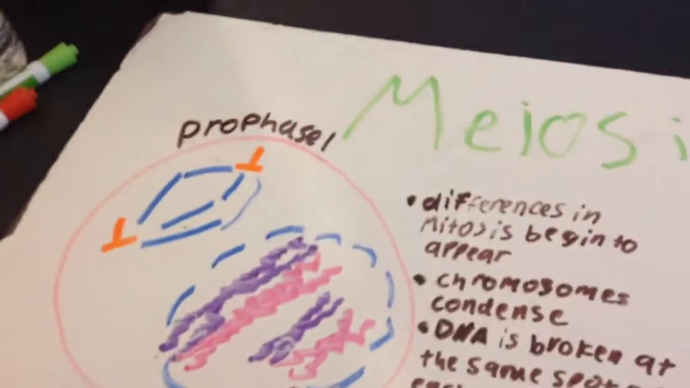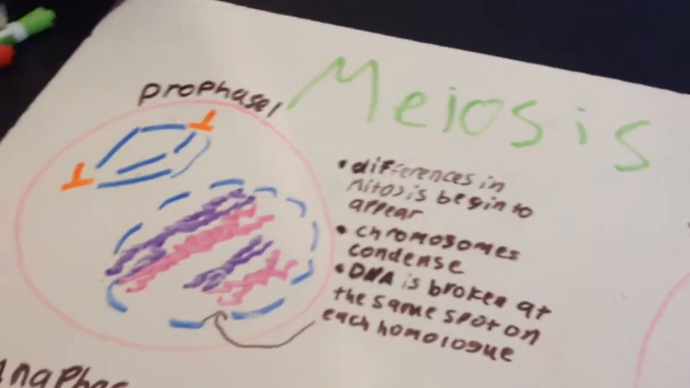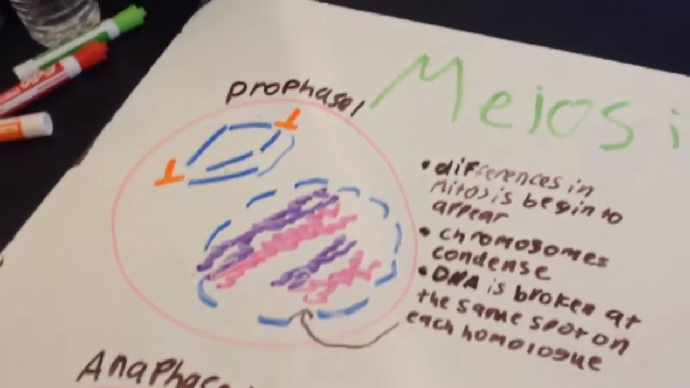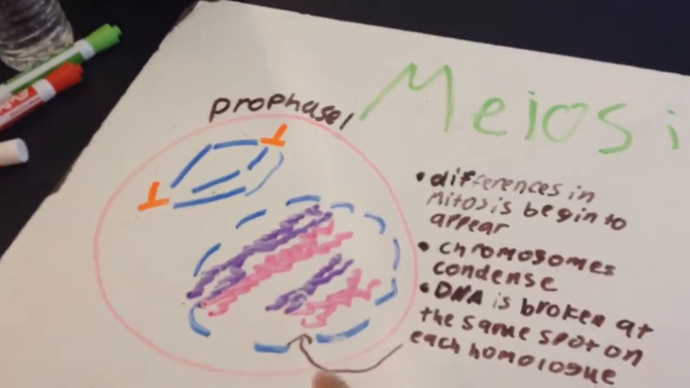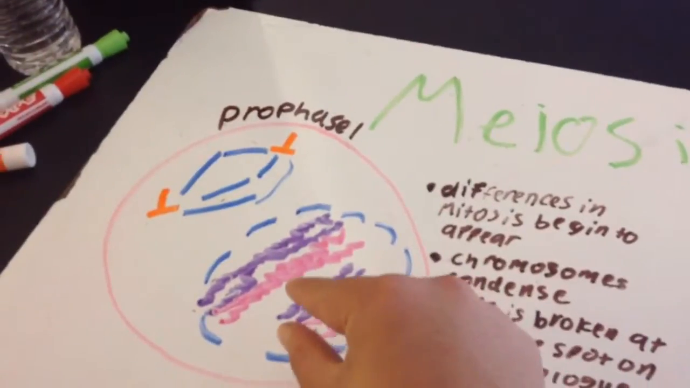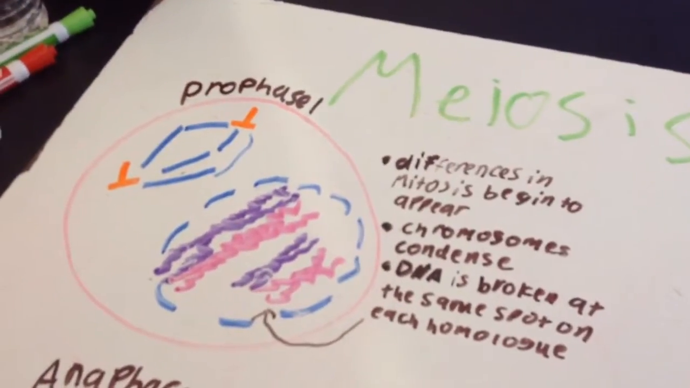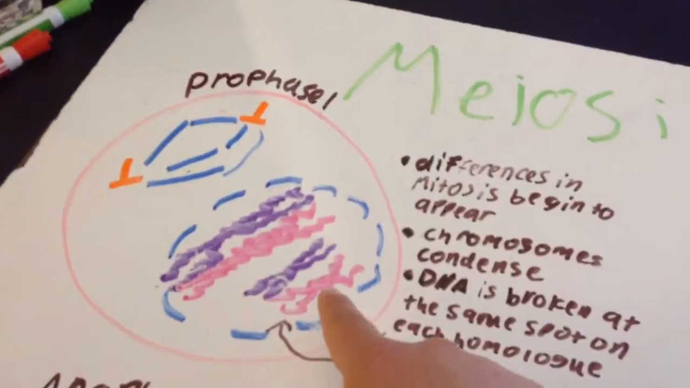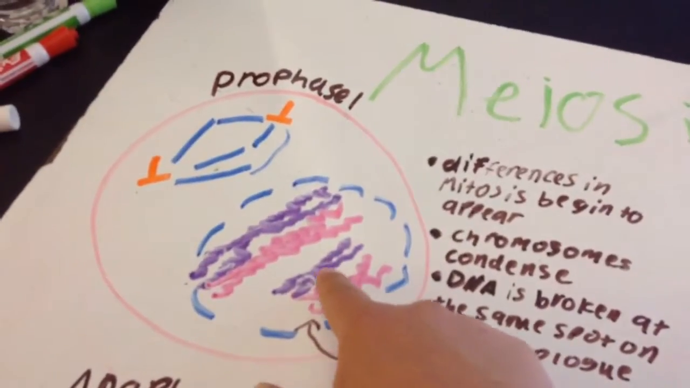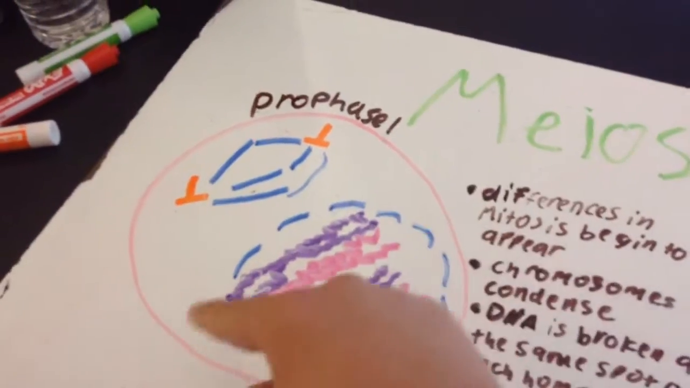The first stage is prophase, and this is where the differences in meiosis begin to appear, such as chromosomes beginning to condense, which is right here. These are the chromosomes, and as you can see, they're starting to get smaller and closer together. The DNA is broken at the same spot on each homologue. So as you can see, on each part of the chromosome, they are broken, which means they're split up here, and they're also split up around there.